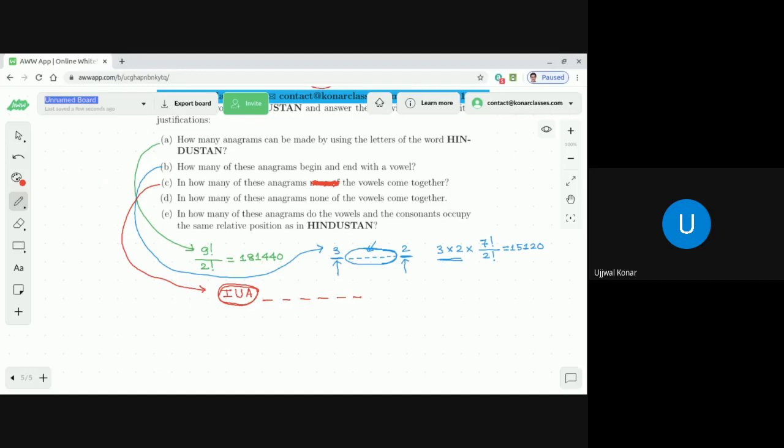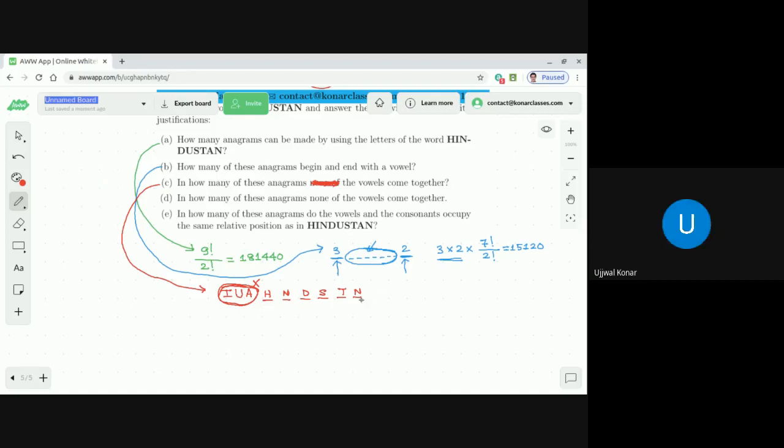As the vowels have to come together, we can actually make them a bunch. So I, U, A, it is there. Then what are we left with? We are left with H, then N, then D, then S, then T, and then N. Correct or not? Clear or not clear? So instead of I, U, and A, since they will always go together, you can consider these 3 as a single letter X.